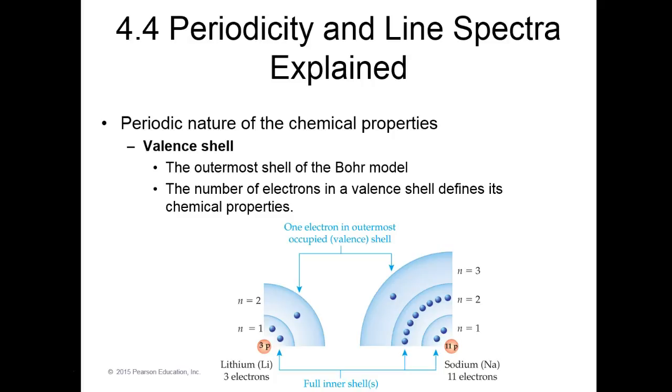So the periodic nature of the chemical properties: looking at the valence shell, this is the outermost shell of the Bohr model. The number of electrons in a valence shell defines its chemical properties. So here we can see lithium. It's only got 1, but so does sodium, and yet they are different.